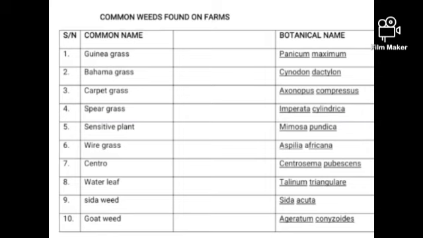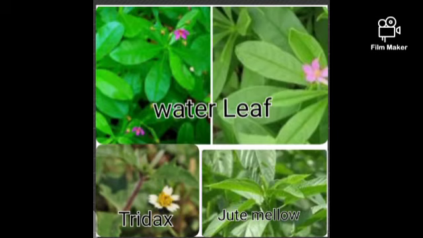When we are writing these botanical names, we will notice that we have two words. The first one must start with a capital letter, then the second one will start with a small letter, and both must be underlined separately. Rules for writing botanical names: the first word must start with a capital letter, the second word must start with a small letter, and both must be underlined separately.